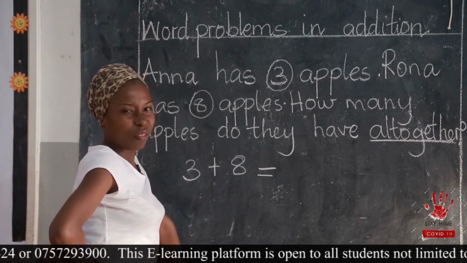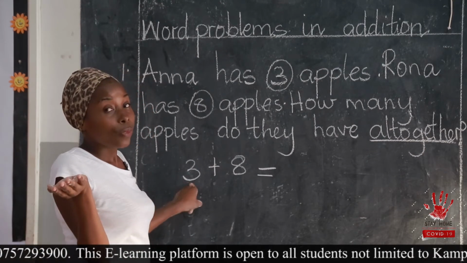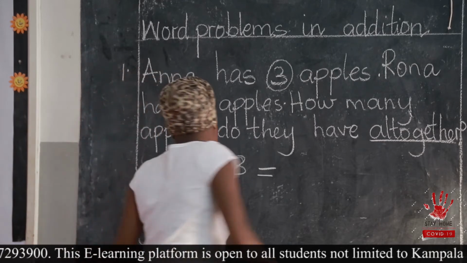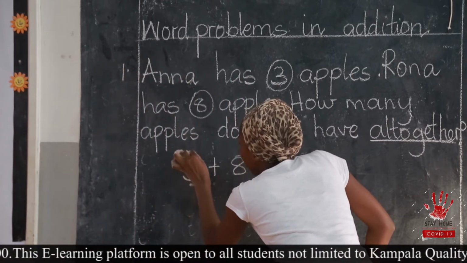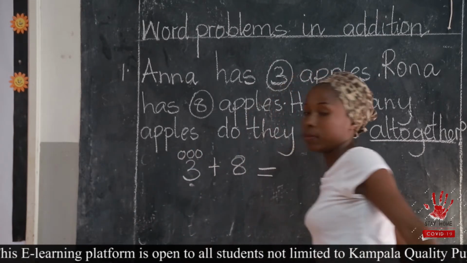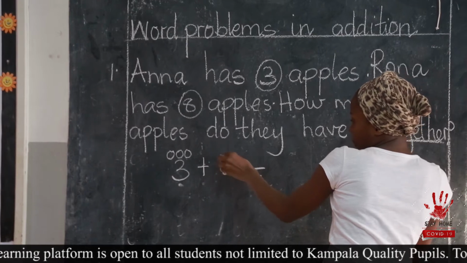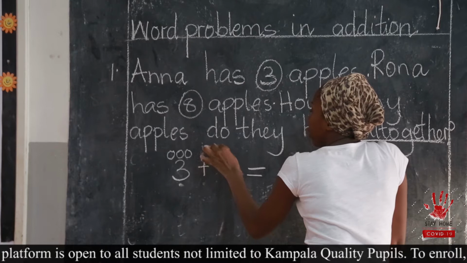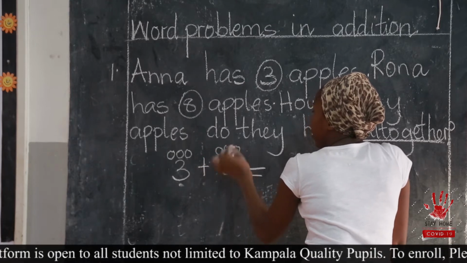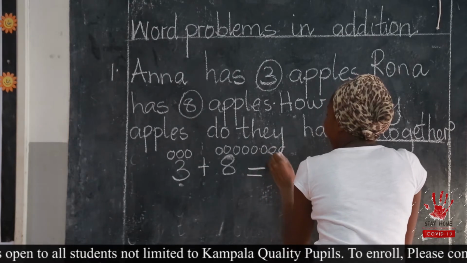I don't think I have. No. So I can draw balls. I can decide to draw balls. I'll draw balls here, 1 neatly, 2, 3. And also draw how many balls here? Tell your friend. How many balls? 8. 1, 2, 3, 4, 5, 6, 7, 8.